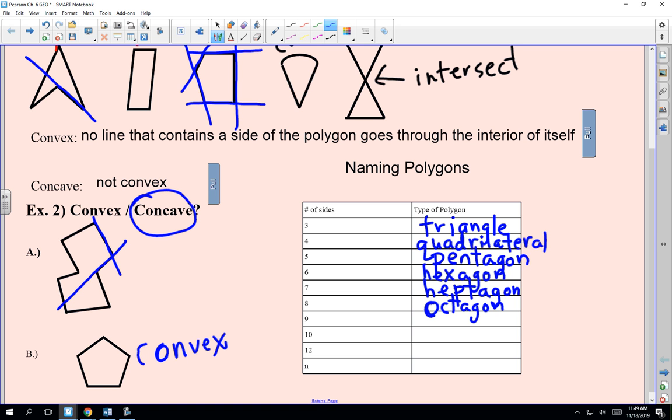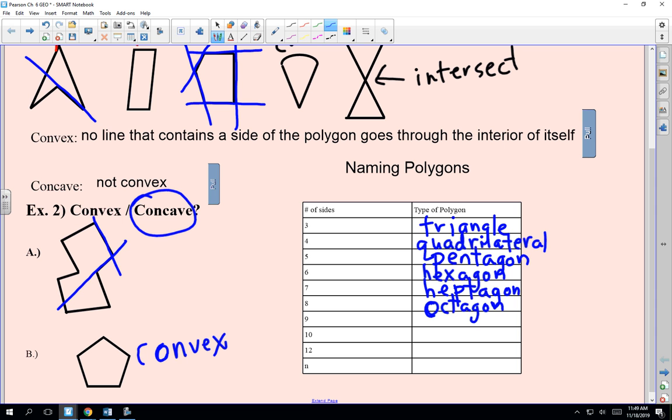And then, you don't really need to know anything beyond the octagon, but I think 9-sided is nonagon, 10-sided is decagon, 12-sided is dodecagon. I think if you know through your octagon, you're probably good. 10 is decagon. 9 is nonagon. I think 12 is a dodecagon. When you get into hedron, you're talking 300. But if you know through the 8-sided, you're probably good.